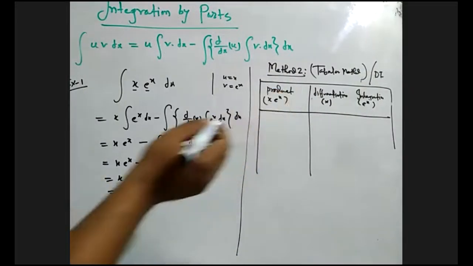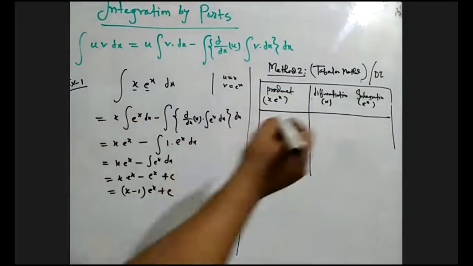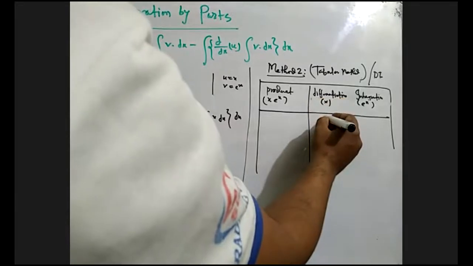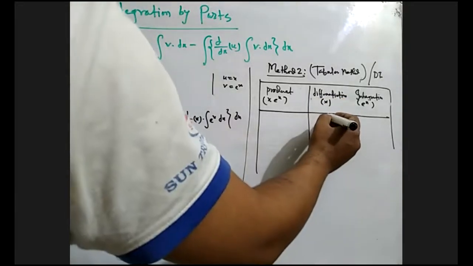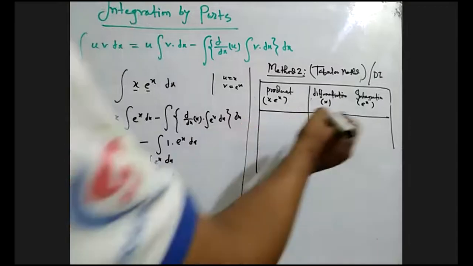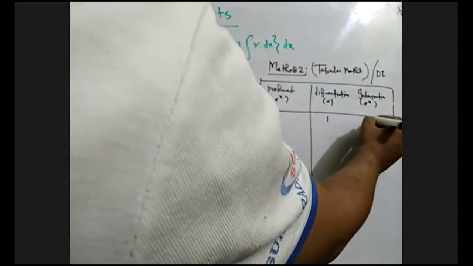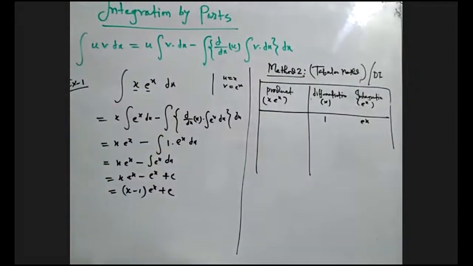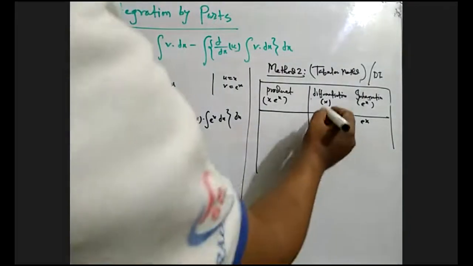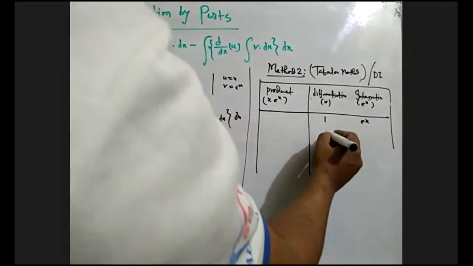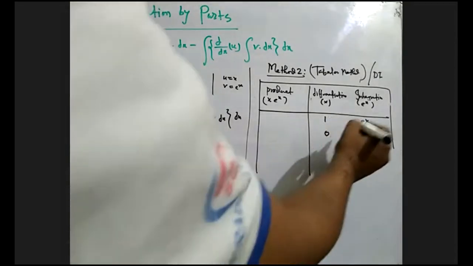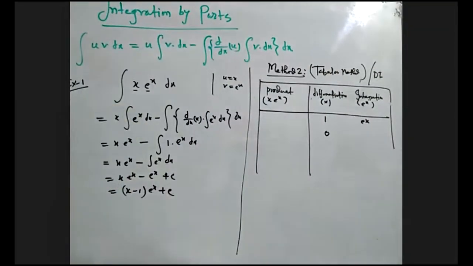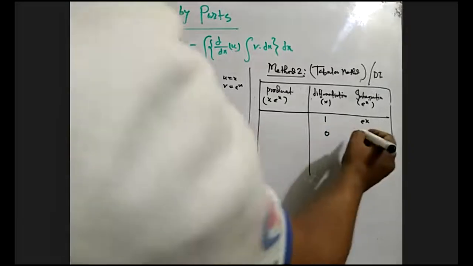So, the differentiation of x is 1, and the integration of e to the power x is e to the power x. Now the next differentiation: the differentiation of 1 is 0, and the integration of e to the power x is again e to the power x.